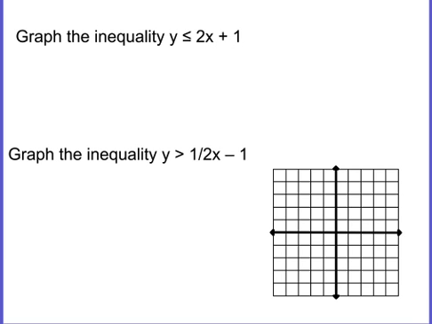Back in chapter 5, we have graphed inequalities before, so this is kind of a review, hopefully. But I want you to graph on your paper the inequality y is less than or equal to 2x plus 1. I'll do this one in red. We start off with slope-intercept form, right? So we know the y-intercept is 1 and the slope is 2. So y-intercept is 1, slope is up 2 over 1.